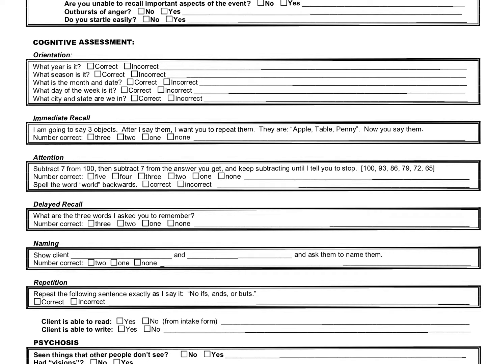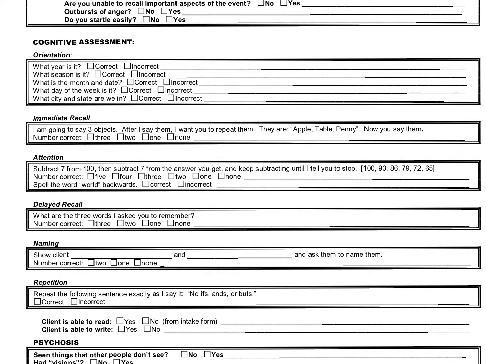For younger children, city and state, you may get inaccurate information. If you feel like they know in general, then you just put correct. They don't have to be entirely accurate. If I get incorrect answers on any of these, you'll see there's a line to the right, where I will fill in what answer they gave, just to document it.